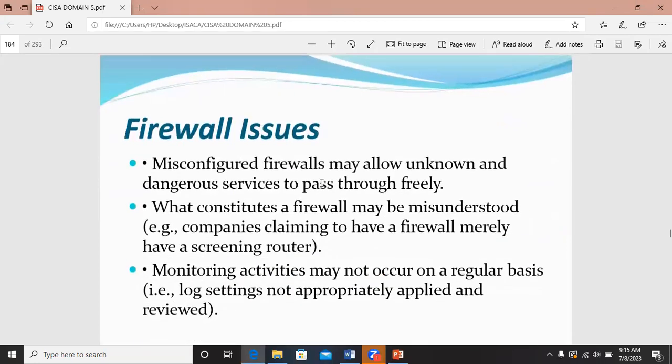I've talked about configuration. A firewall can be misconfigured. Apart from change management, it can be wrongly set up so that it's not going to block what is expected to be blocked. What constitutes the firewall may also be misunderstood. Like we said, just having a packet routing firewall is not enough, because it does not check the payload or the protocol in use. Monitoring activities may not occur on a regular basis, so even when the firewall flags some things for you to check later, you may not be checking.